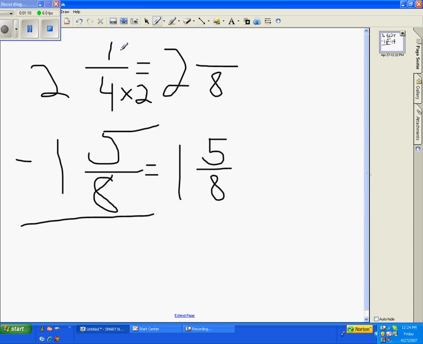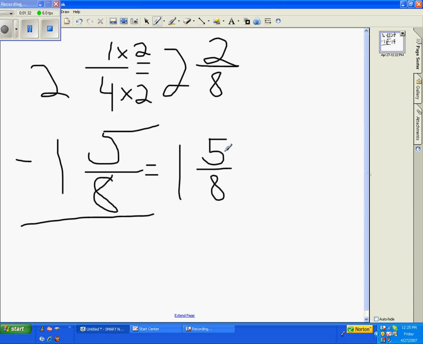So whatever I do to the denominator of this fraction, I have to do to the numerator of this fraction. So 1 times 2 is 2. 2/8 equals 1/4. Alright, now we can subtract.